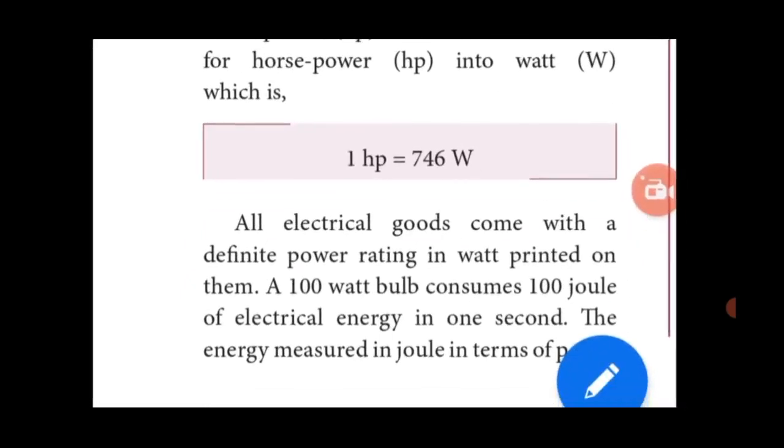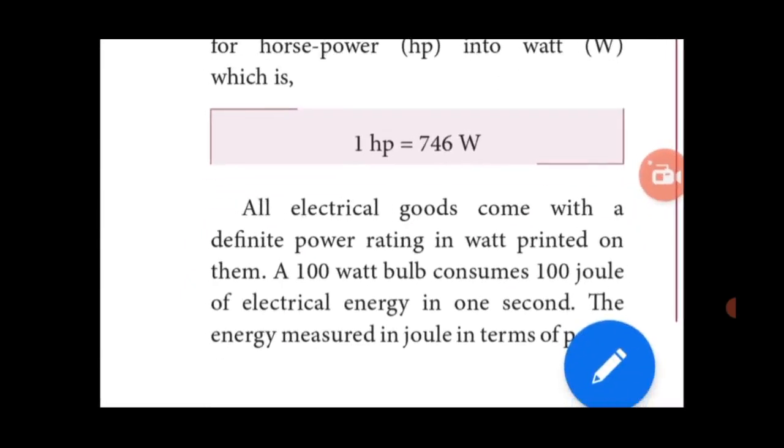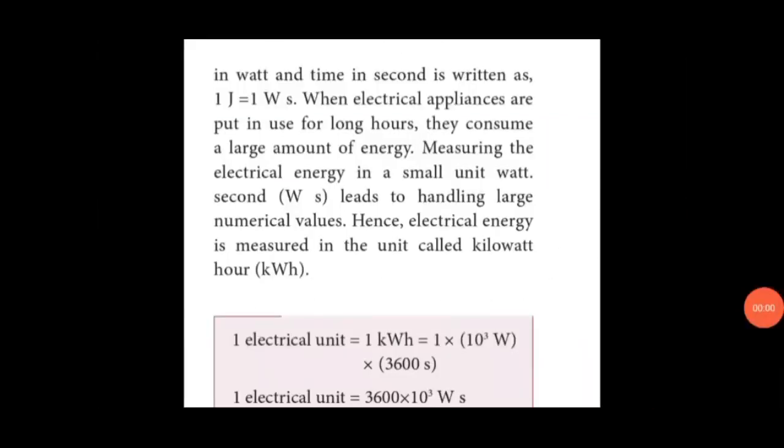All the electrical goods come with a defined power rating in watt printed on them. A 100 watt bulb consumes 100 joule of electrical energy in 1 second. The energy is measured in terms of P, the power in watt, and time in seconds, so 1 joule is equal to 1 watt second.